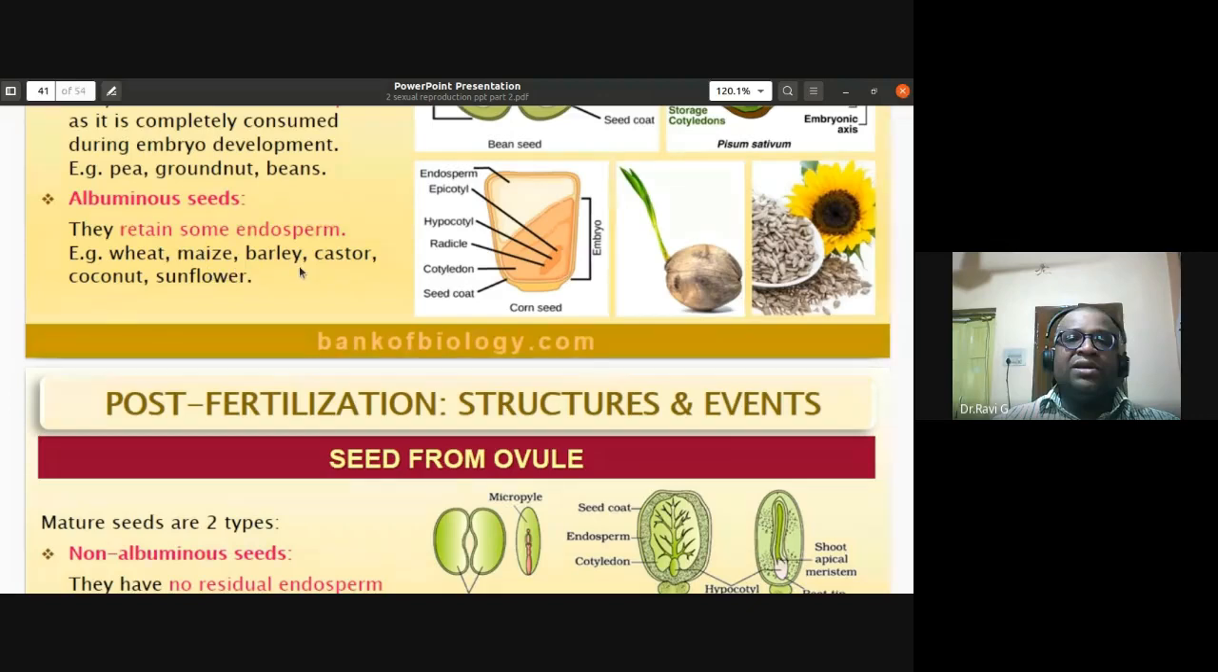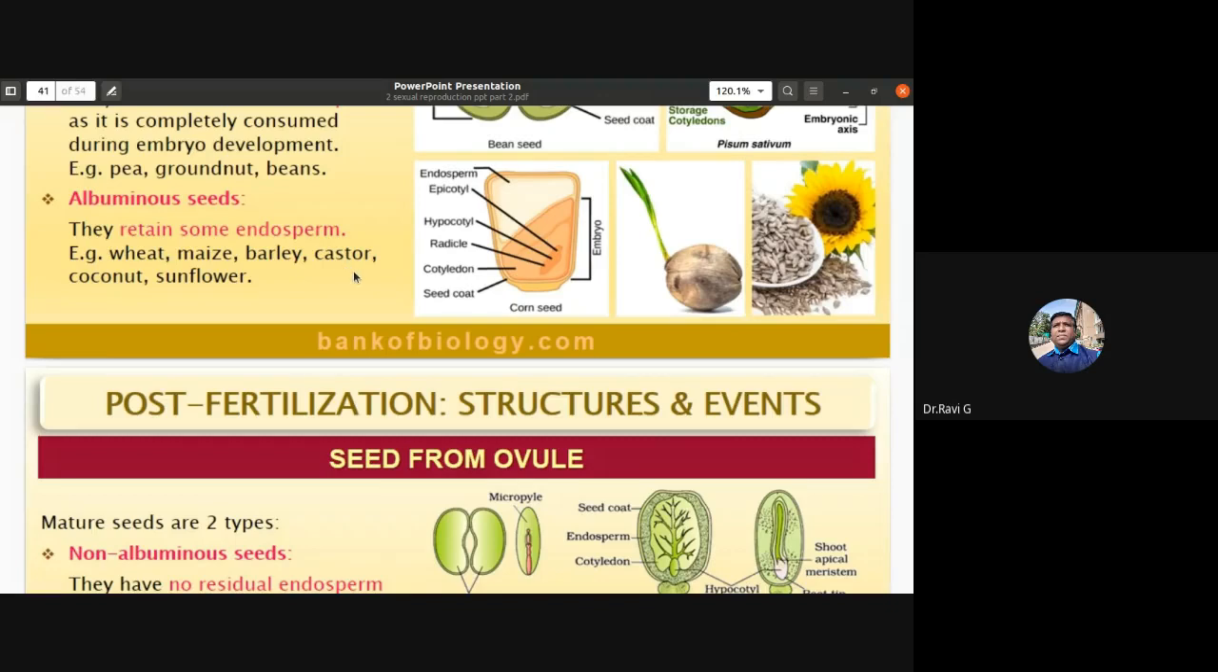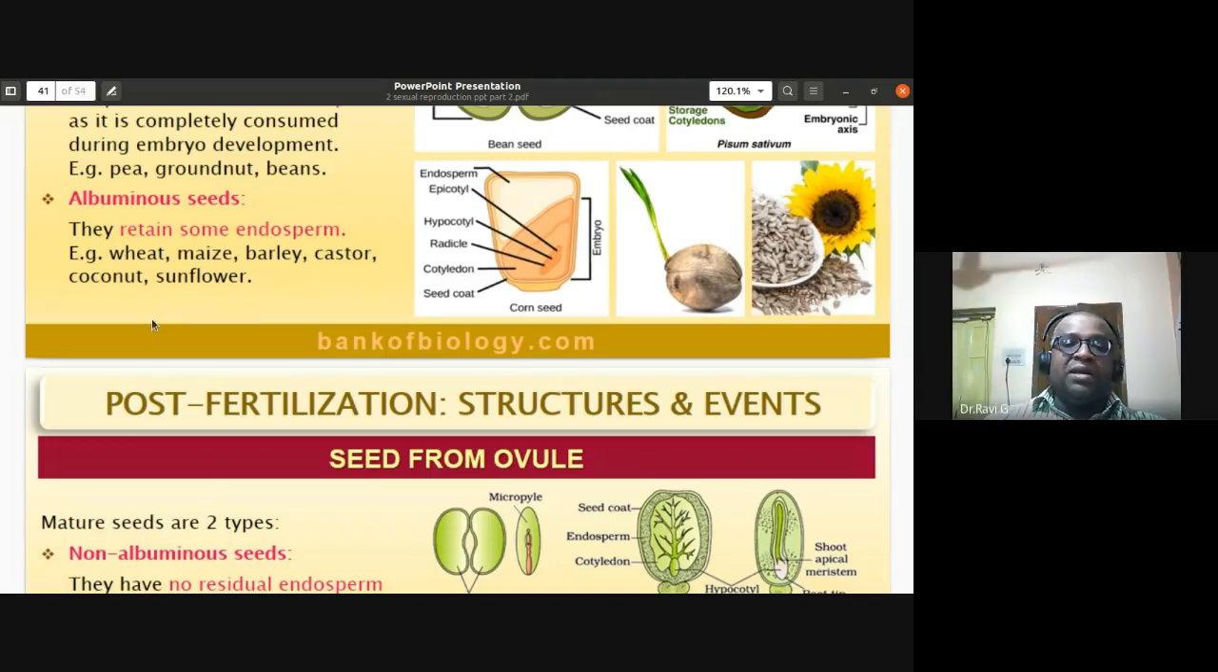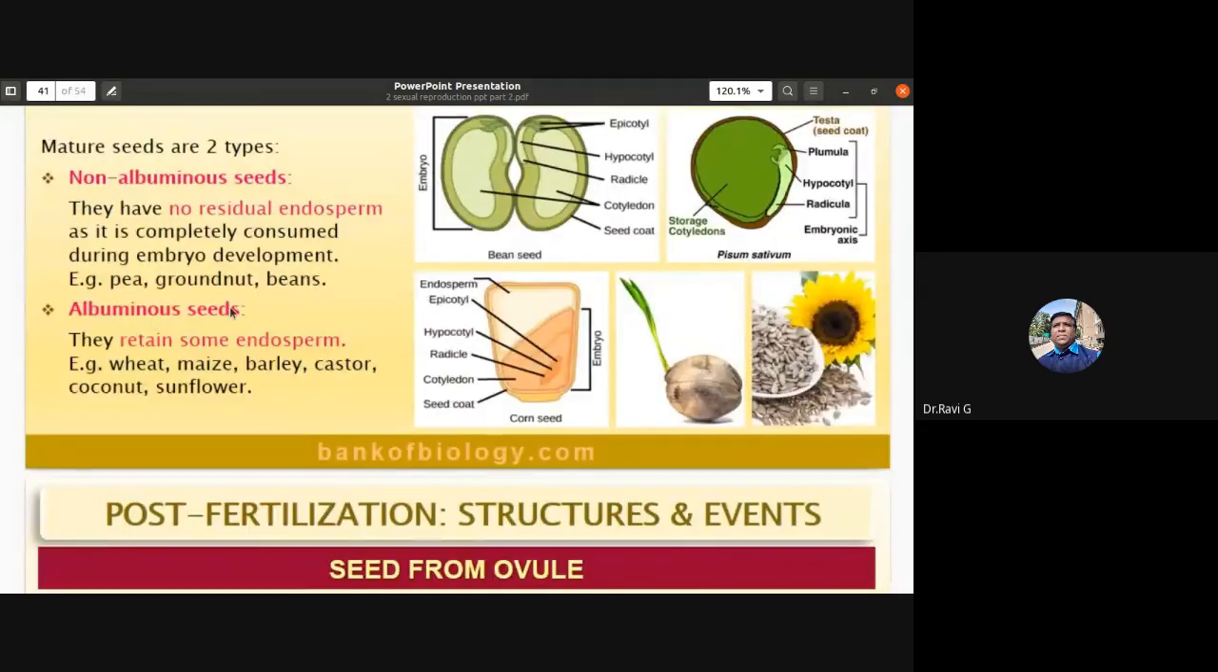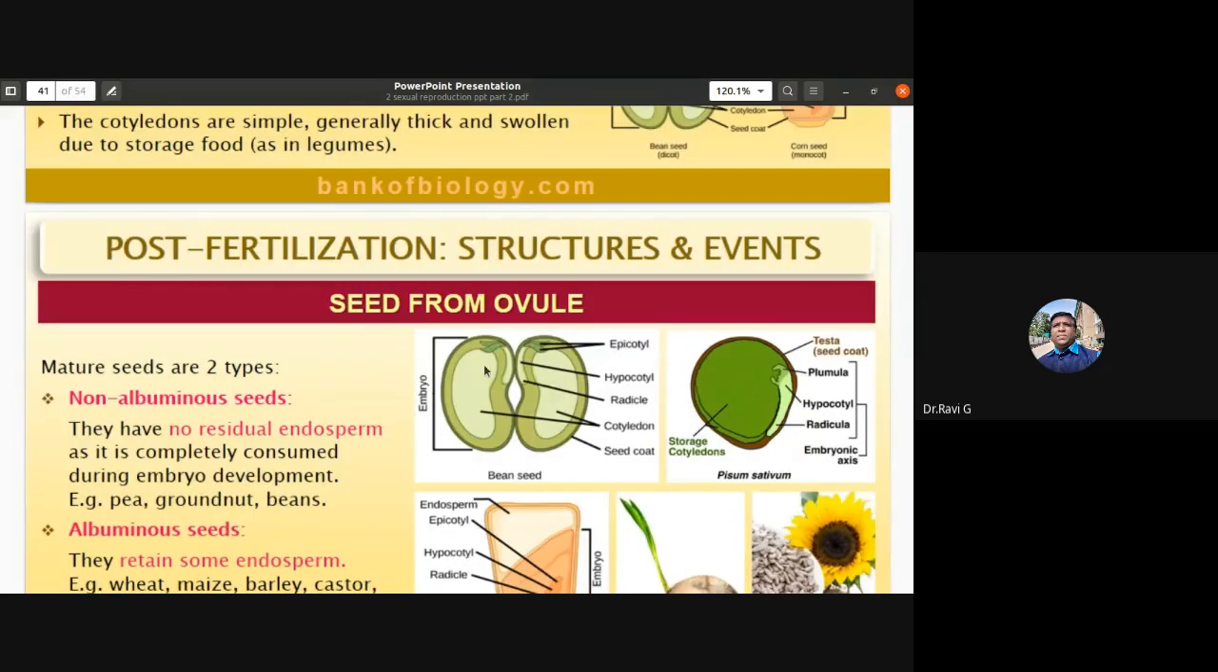ಈ ಎಕ್ಸಾಂಪಲ್ಸ್ ನೆನಪಿಟ್ಕೋಬೇಕು. In examinations, they give examples and ask whether they are albuminous seeds or non-albuminous seeds. So most of the cereals and the oil yielding plants like castor, coconut, sunflower, they all have this endosperm. We have studied the coconut and the sunflower. They are all endospermous seeds. These are only for your understanding.